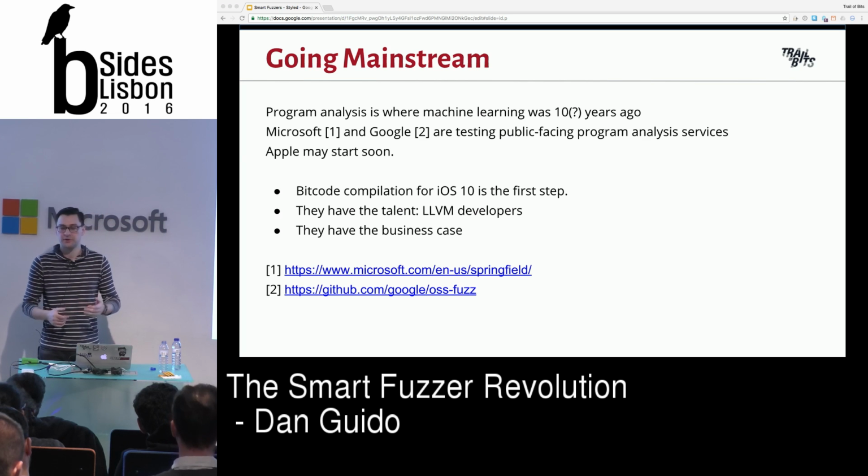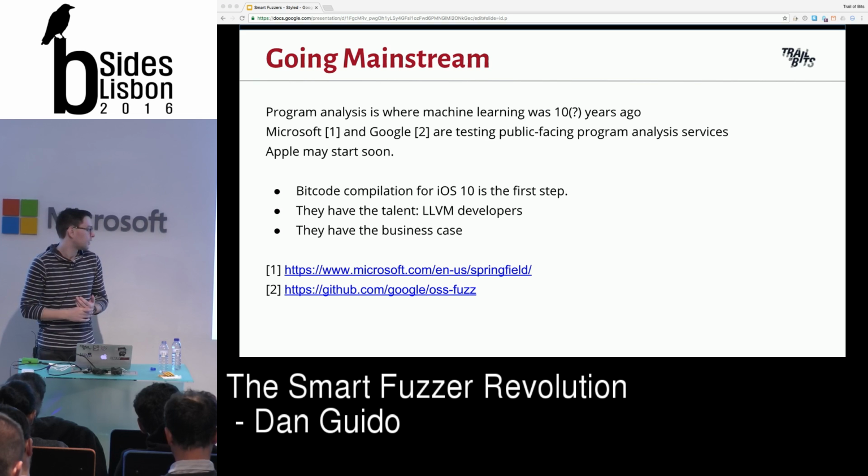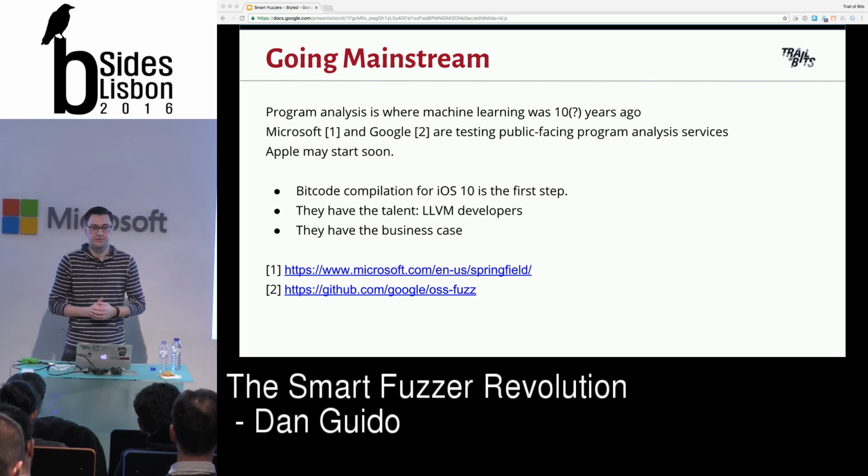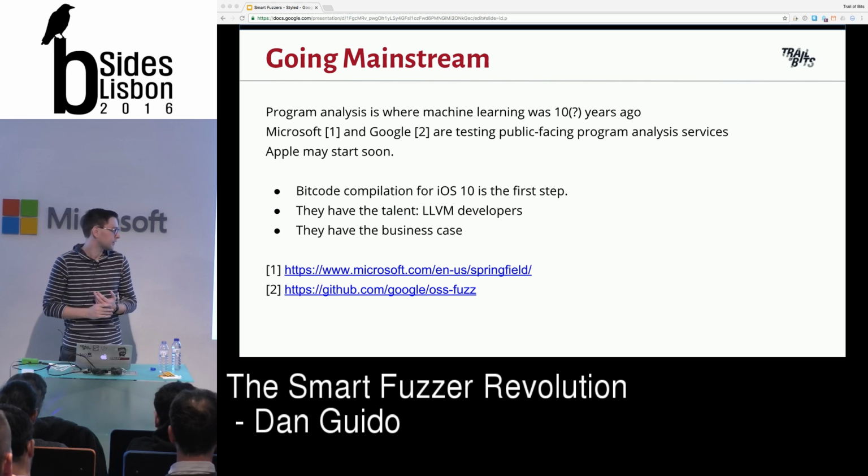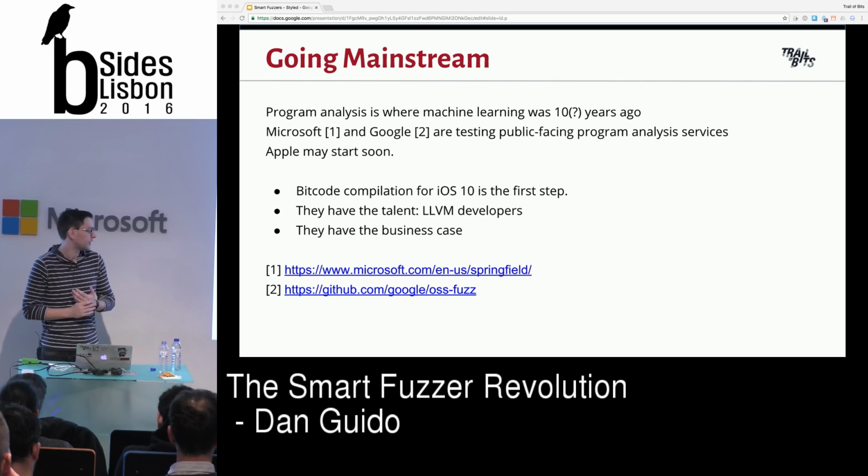They don't have to roll out software, they keep it all in the cloud because you've given that bitcode to them. So they have a really good business case for this, and they have all the LLVM developers on staff. They employ Chris Lattner, the original author of LLVM. So I really think that we'll finally see most of the major technology companies using this in practice internally, and then potentially exporting some of that technology to the public.